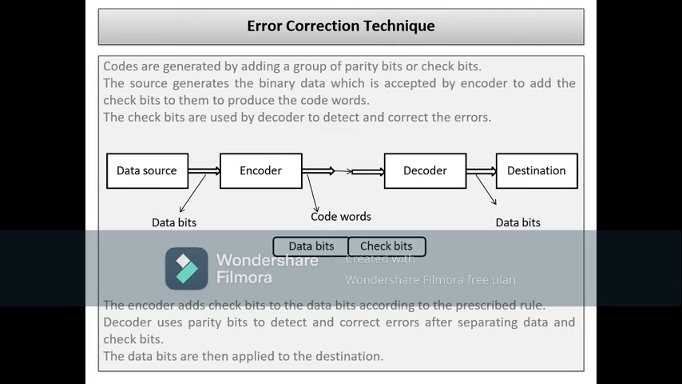Error correction techniques. Codes are generated by adding a group of parity bits or check bits. The source generates the binary data, which is accepted by the encoder to add the check bits to them to produce a code word. Data source, encoder, decoder, destination, data bits, check bits. The encoder adds check bits to the data bits according to a prescribed rule.